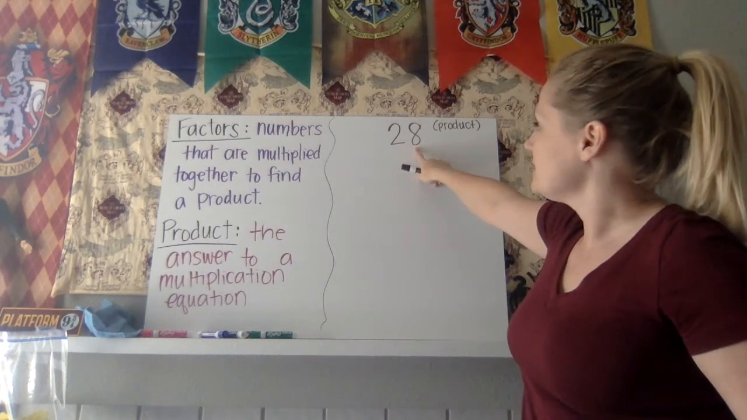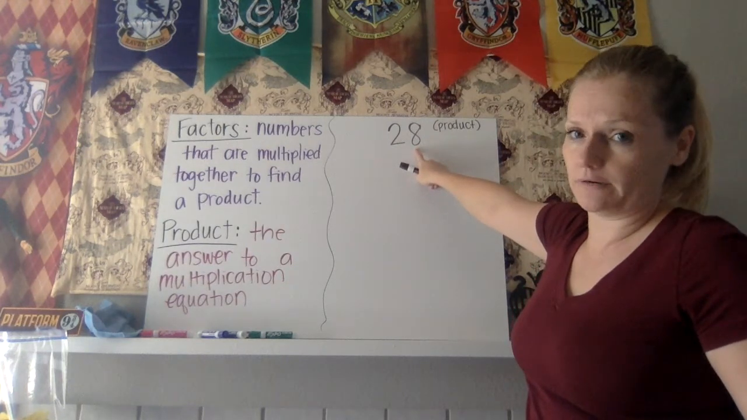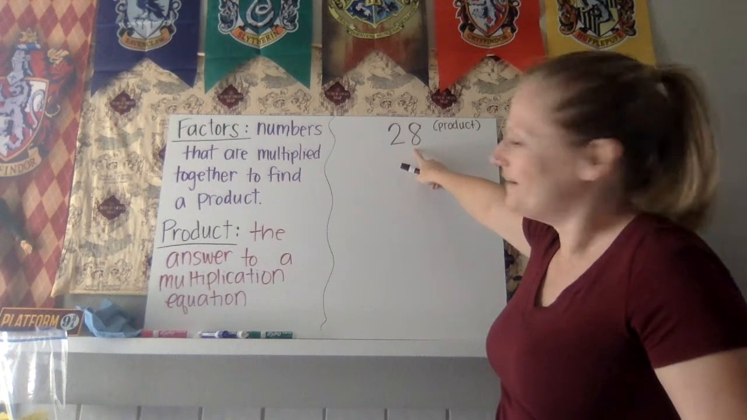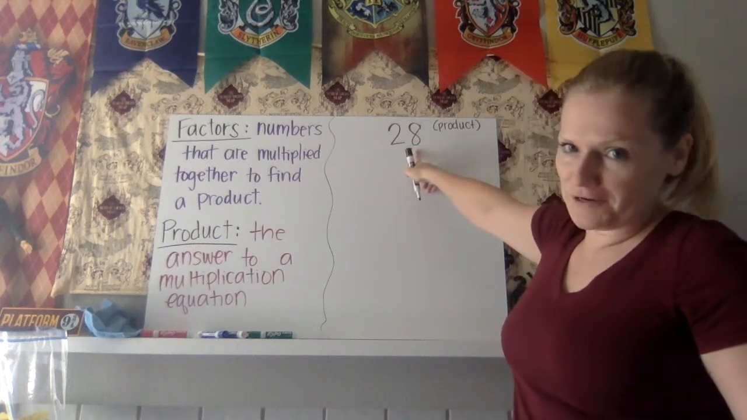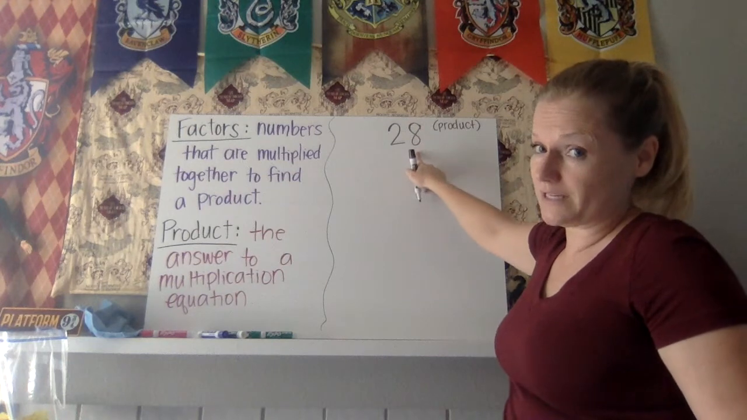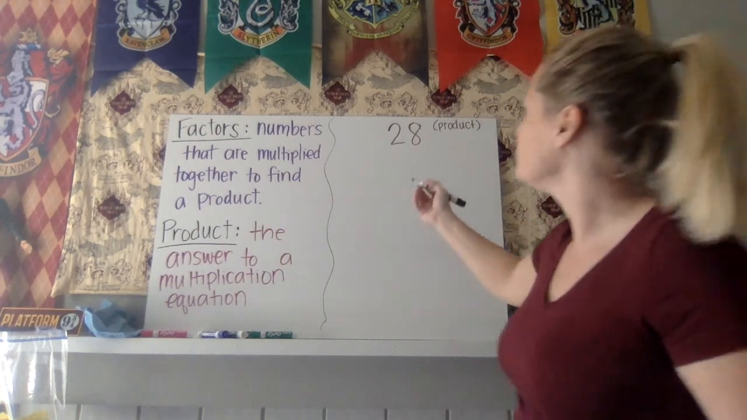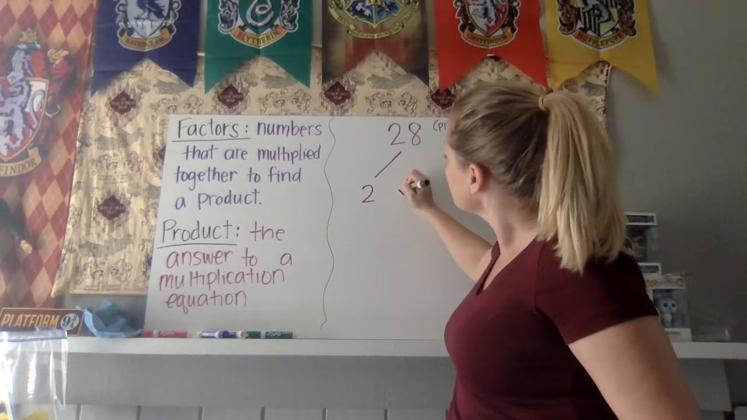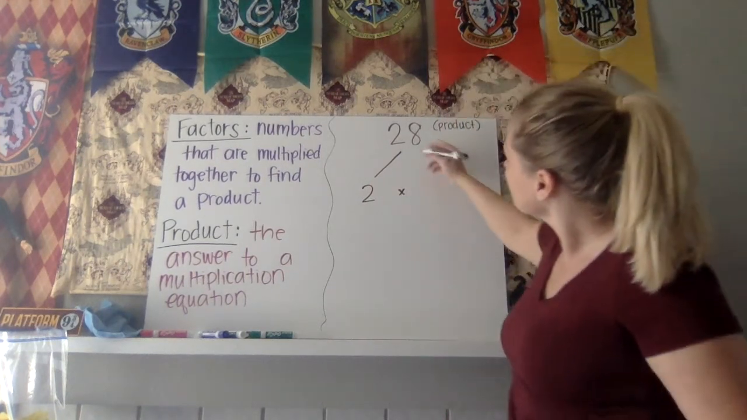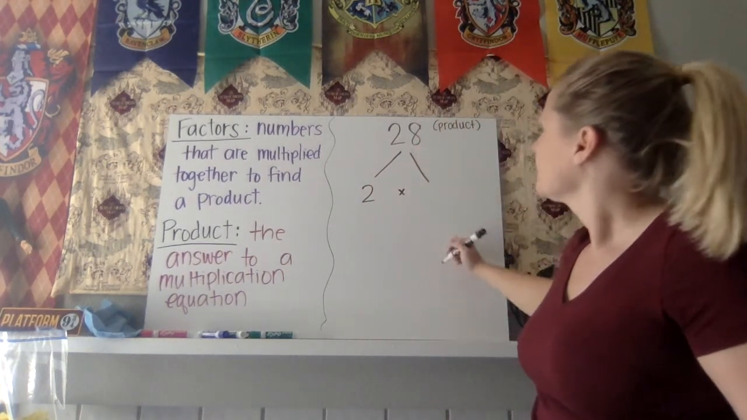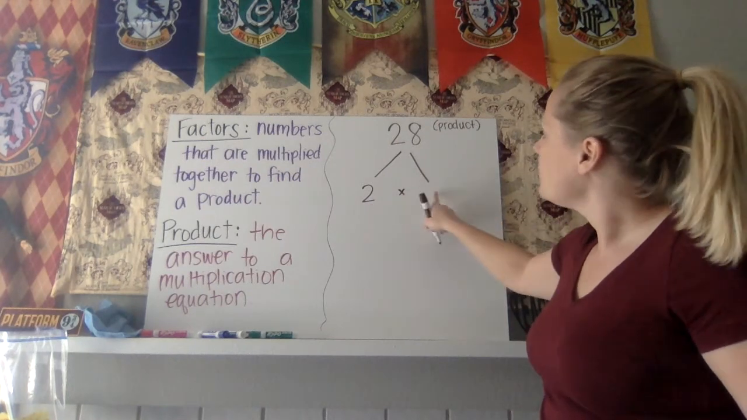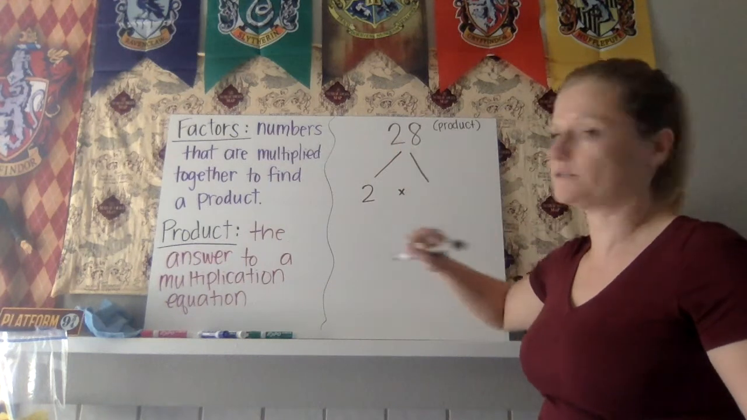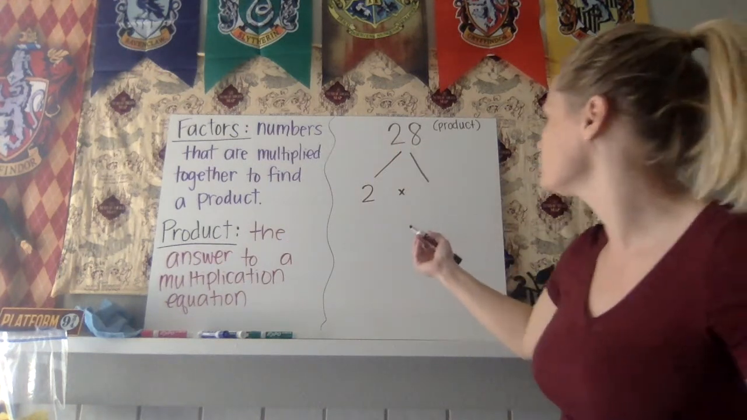With an 8 at the end, we know that it's an even number, because 8 is an even number. So we know that 28 is an even number. Because 28 is an even number, that means that you could multiply 2 by something to get to 28. So what can we multiply 2 by to get to the answer of 28? 2 times something equals 28.